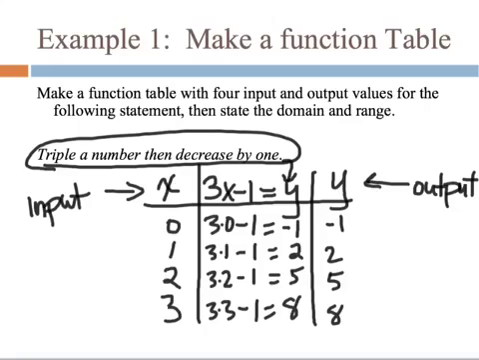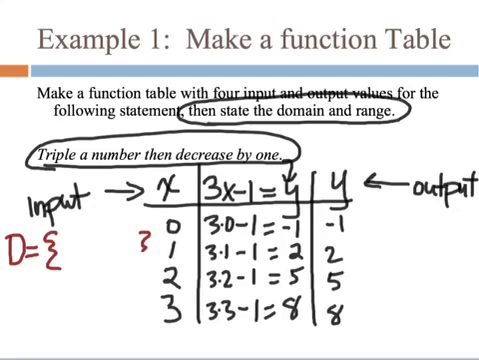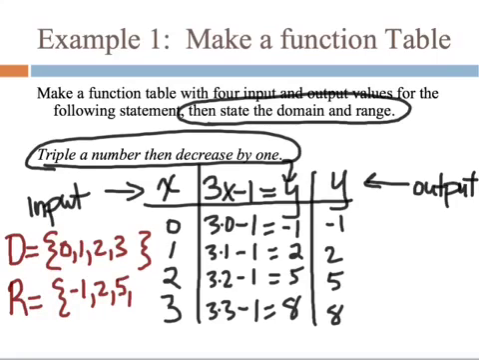But the text asks us another question. It says, state the domain and the range. And the domain, I'm going to write it over here in red. The domain, use a capital D for this set, is the set of all numbers. What numbers? 0, 1, 2, and 3. Remember, the domain is all the x values. And the range, I'll continue with this color, is equal to the set of these numbers, -1, 2, 5, and 8.